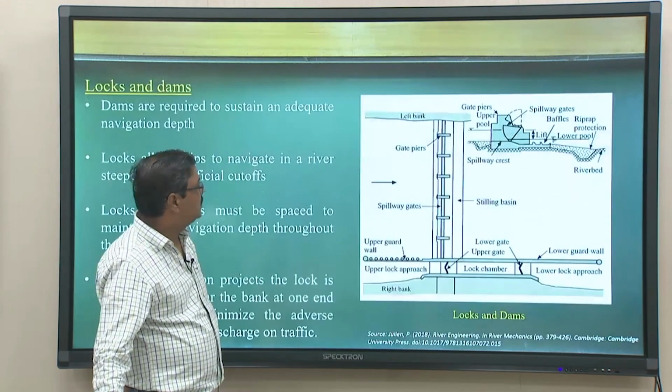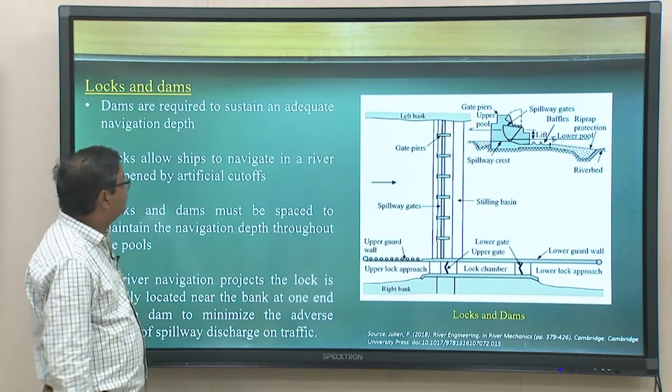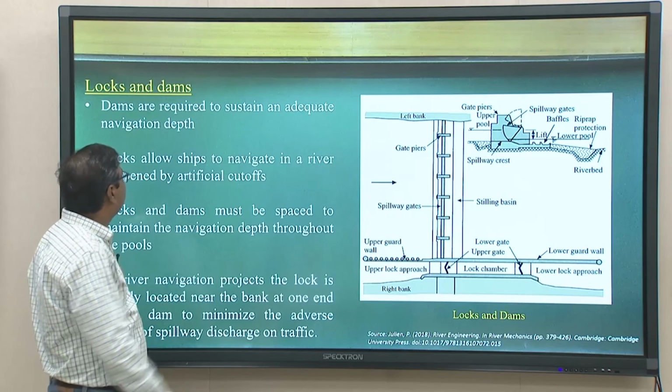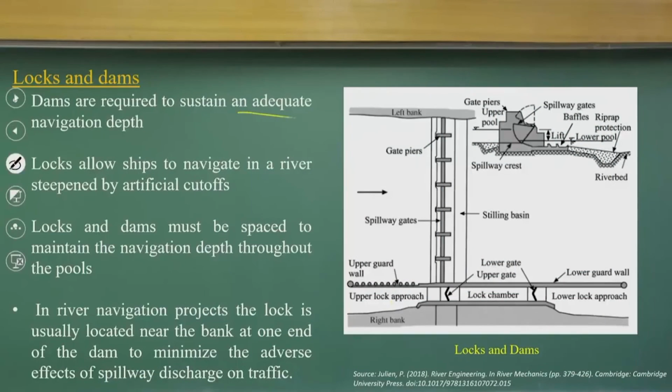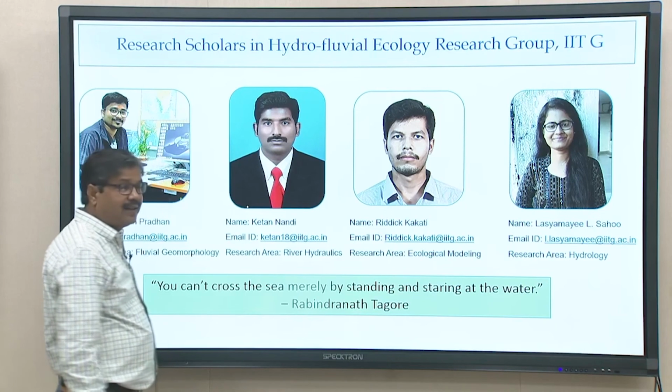Now, look at how we can have locks and dams. Okay. Whenever dams are required, it is to sustain the appropriate navigable depth, which you need as 9 feet, or about 2 meters. Okay. And the locks allow ships to navigate in a river stiffened by artificial cutoffs. So, we will discuss the other parts in more detail, like locks and dams.